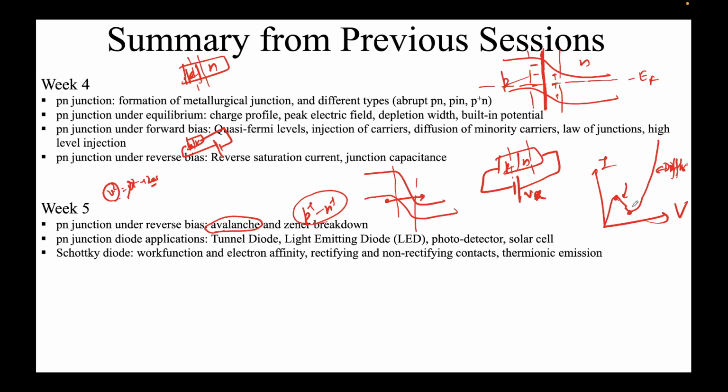And other devices which we talked about were LED, photodetector, and solar cell. This will be coming in the next 3 lectures, 9, 10, and 11, I believe.